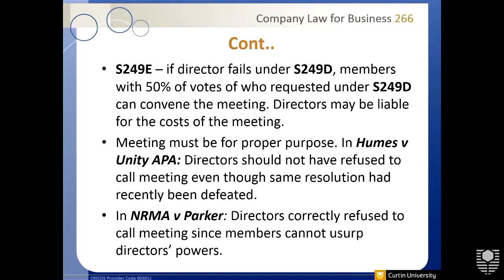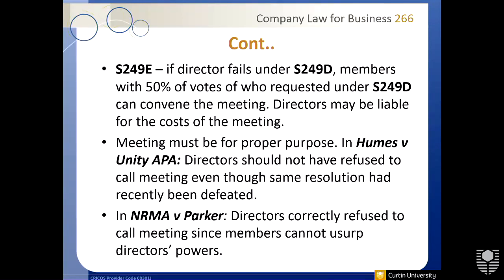Right, section 249E: if directors fail under section 249D, that means if the member has requested to convene a meeting and the director fails to convene the meeting, members with 50% of the votes of those who requested under section 249D can now convene the meeting. So 249D tells us members can request a meeting, and if the directors fail to call for the meeting, then any members with 50% of votes who have requested under section 249D can now convene the meeting. And directors may be liable for the cost of the meeting.